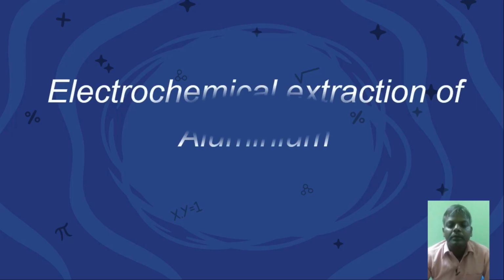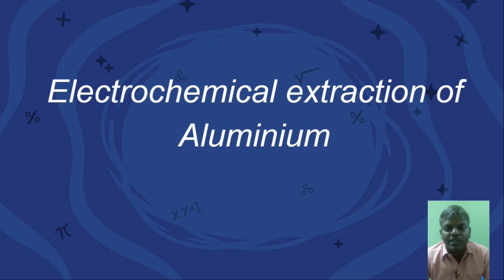In this session I am going to explain the electrochemical extraction of aluminium by the Hall-Héroult process. The extraction of aluminium by the Hall-Héroult process is done by the electrolysis method.